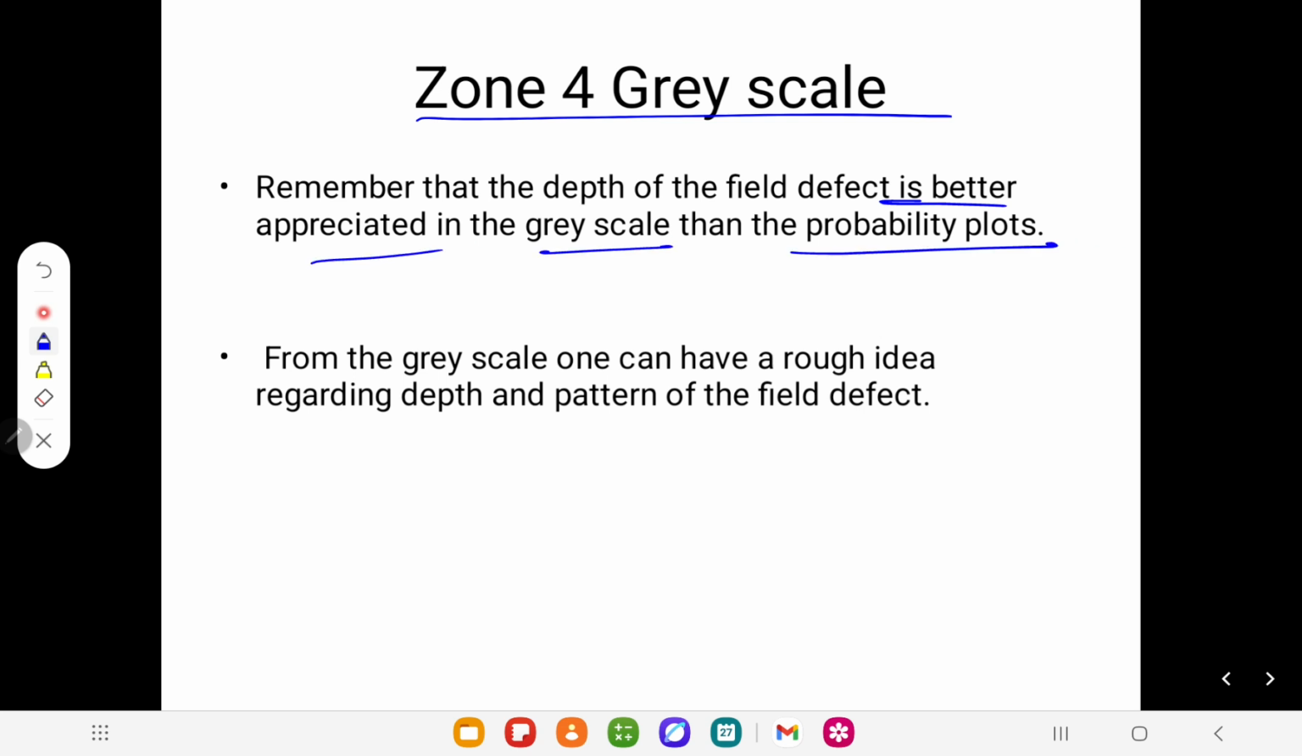It's quite fascinating that the depth of the field defect is even appreciated in gray scale, but never ever use gray scale for the diagnosis. It's very bad. From the gray scale, one can have a rough idea regarding the depth and the pattern of the field defect. It's a rough idea, and very useful for explaining to the patient. I have already explained what the faults of gray scale are.